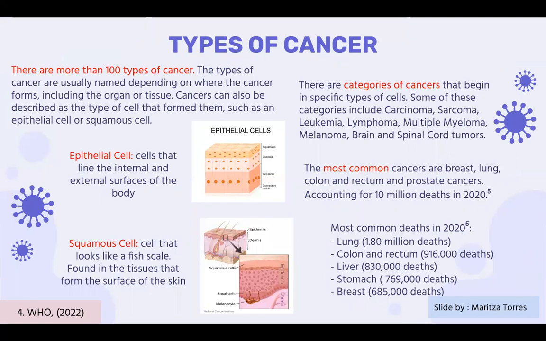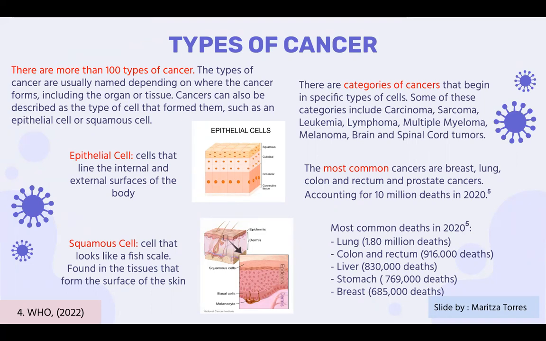The types of cancers are usually named depending on where the cancer forms. For example, we have epithelial cells, the ones that line the internal and external surfaces of the body. We also have squamous cells, cells that look like fish scales, found in the tissues that form the skin on the surface of the skin.